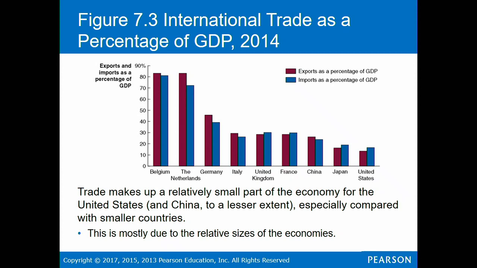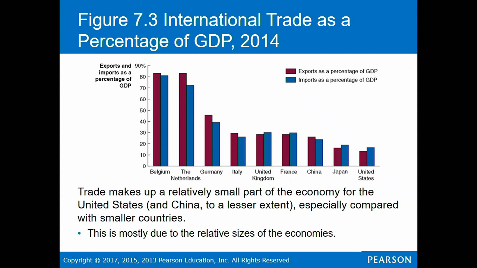All right, here we have international trade as a percentage of GDP. So we're looking at both imports and exports. So for Belgium, the Netherlands, small European countries, about 80% of their GDP is made up of imports and exports. So rather than consuming a lot of these goods that they're producing domestically, they're trading them on the world stage. They're trading them to other countries, and then they're importing the goods they need from other countries.